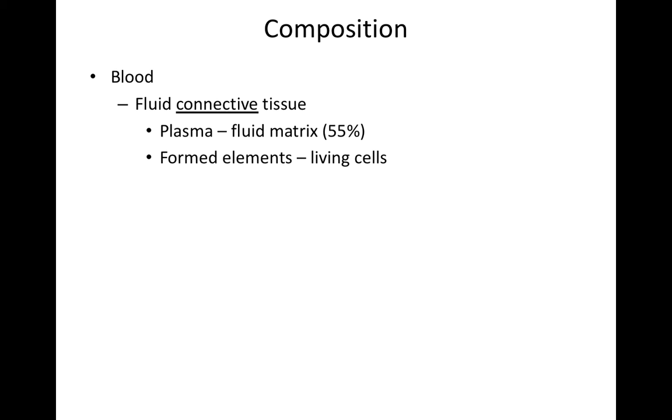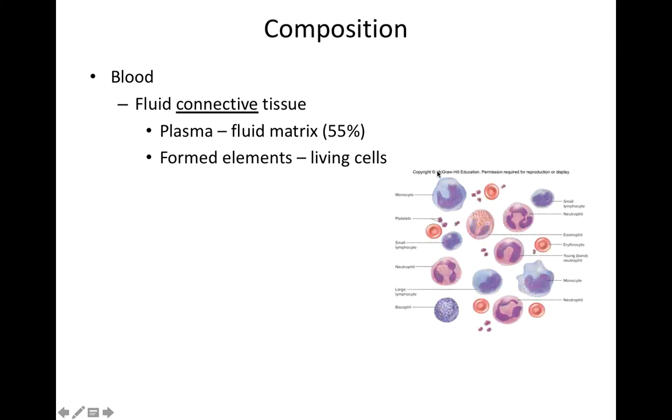Now, blood is a connective tissue, so you should remember that from 251. It has a completely fluid matrix. So hopefully you're remembering that connective tissues have living cells in a non-living matrix. That's the big umbrella definition for all connective tissues. They're living cells in a non-living matrix. Blood is absolutely going to consist of living cells, which are called the formed elements, and a non-living matrix called the plasma.